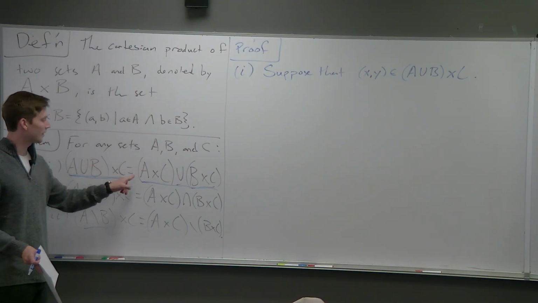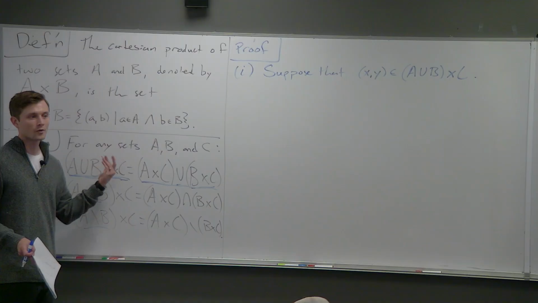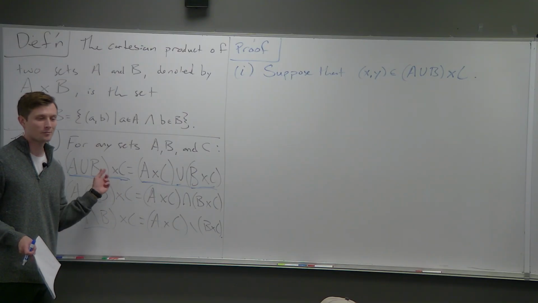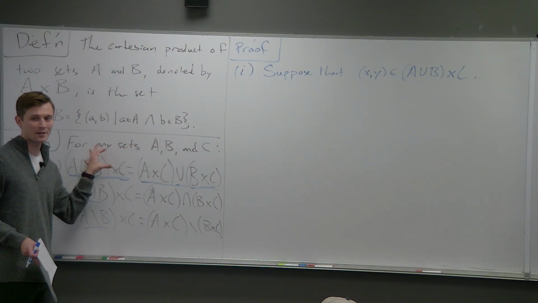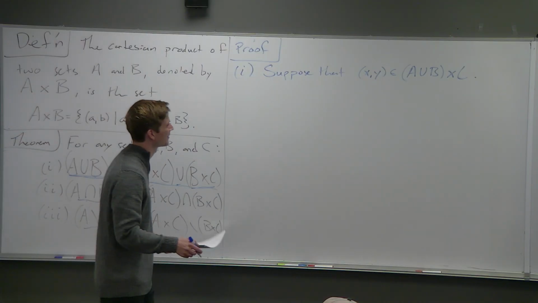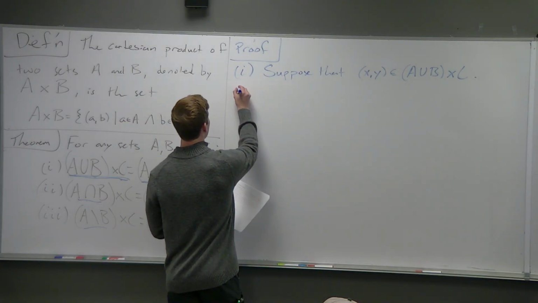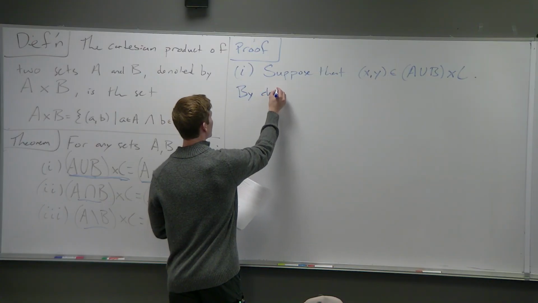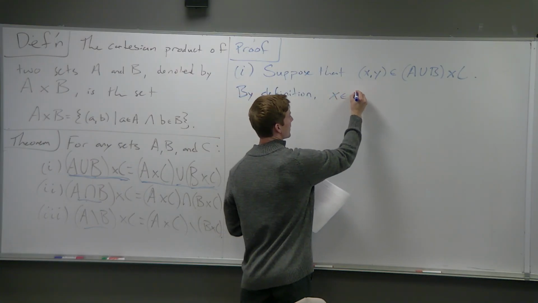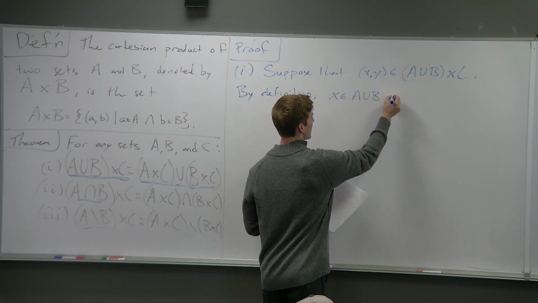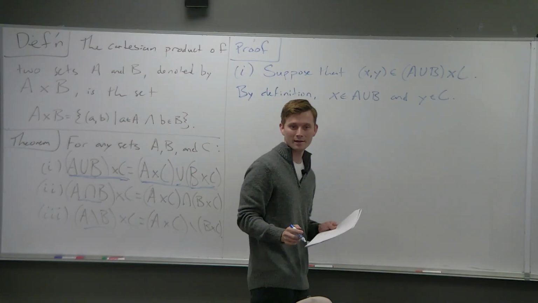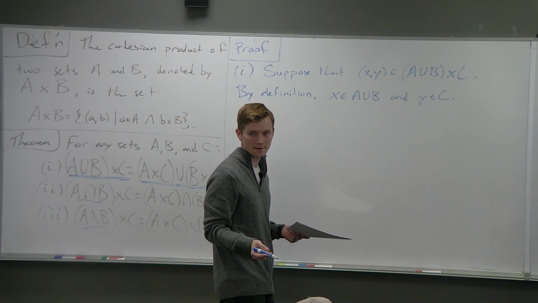This shows that this set is contained in the other one. Then we'll do the reverse. And if we have double containments, one thing is contained in the other and the other thing is contained in the first one, they are equal, right? It's one of our most powerful tricks. So from this, we can say by definition, x is in A union B and y is in C. Okay, nice.